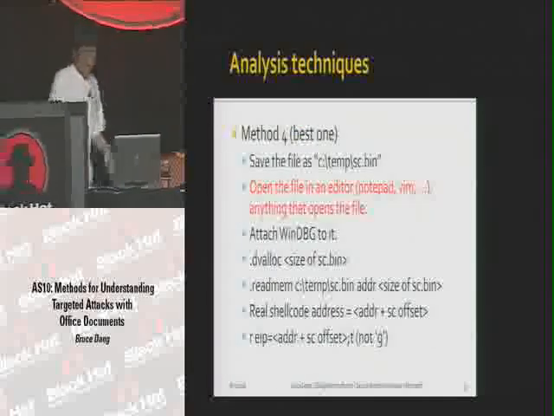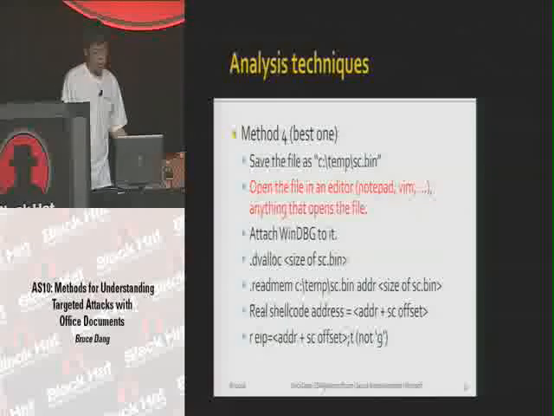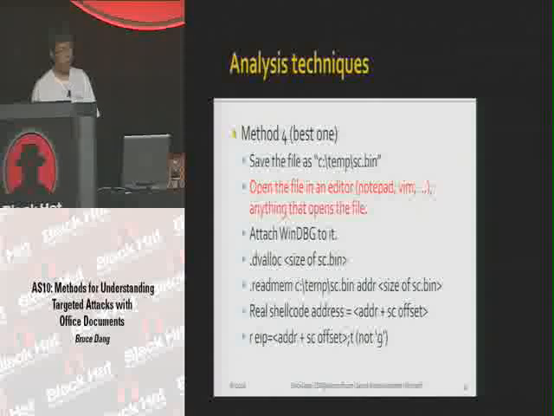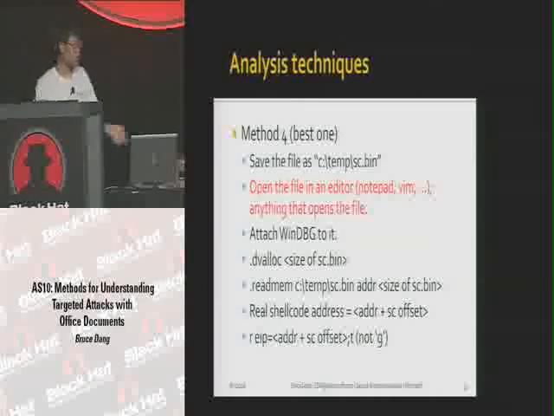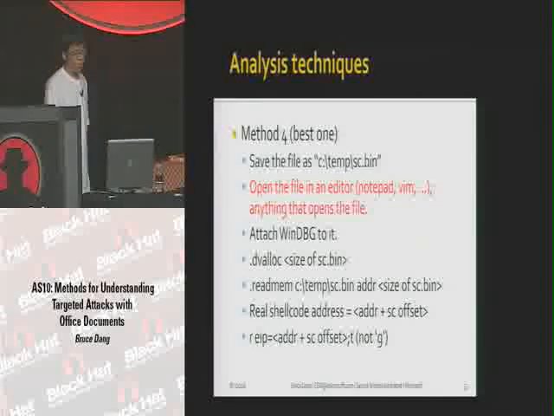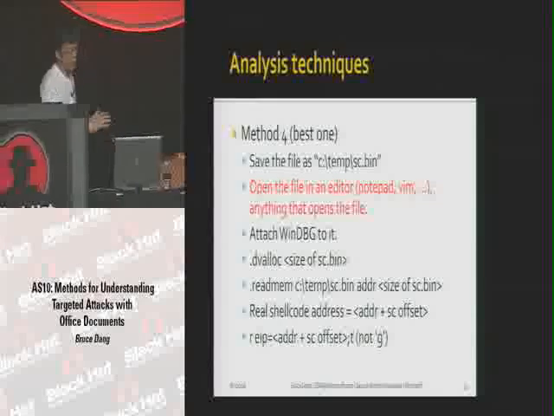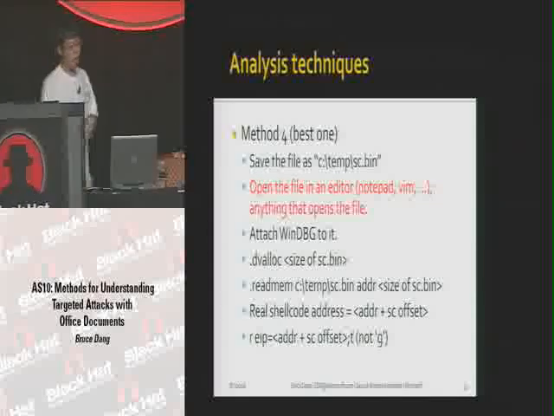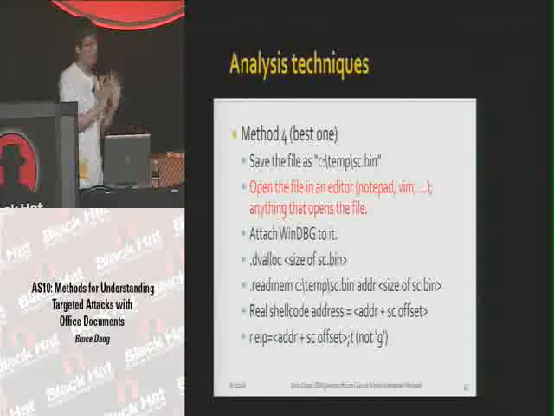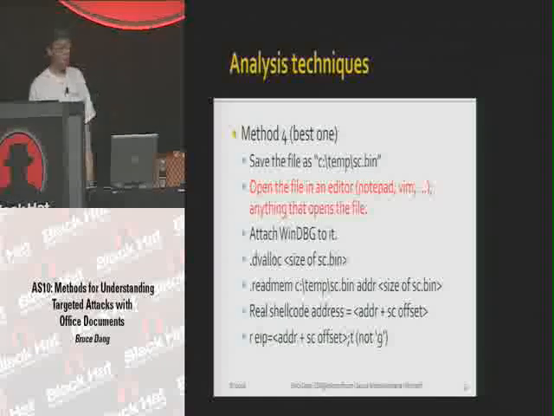The next method is the best one, and this one I use. You do the same thing as the last one, but instead of opening the document, you open up a hex editor, notepad, vim, whatever, or even just write a simple C program, like fopen with rb for binary mode, and attach a debugger to that process. The reason you want to do this is because now you're inside a process that has a file handle with the exact same file size, because you opened it. And then you do the same thing.